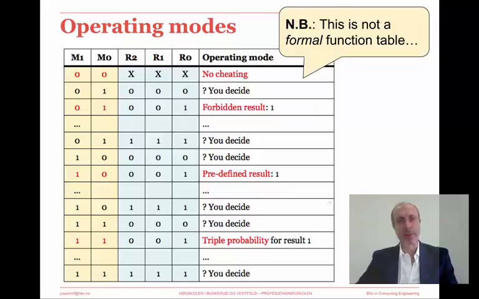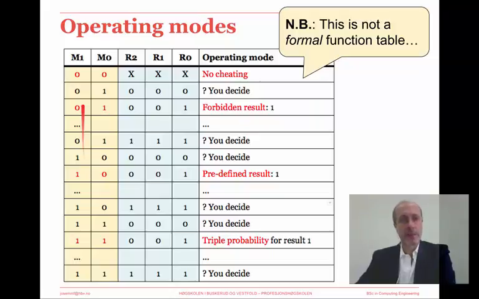Now, this slide shows a summary of the operating modes that shall be enabled by our 5 inputs, the 2 mode switches and the 3 result switches. Notice that we have 1 no cheating mode, which is selected when the M inputs are both 0, and 3 cheating modes. When the M inputs are driven to 0, 1, then the pattern driven to the R inputs will be used to specify the forbidden result.